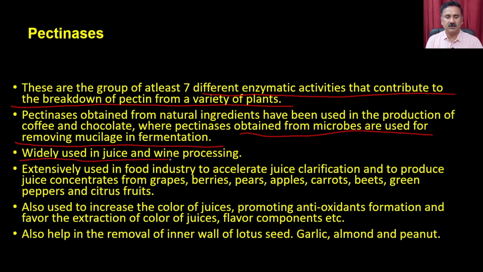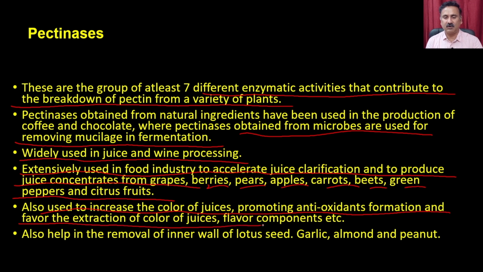It is widely used in the juice and wine industry, extensively used in the food industry to accelerate juice clarification and to produce juice concentrate from grape, berries, pears, apples, carrot, beets, green peppers and citrus fruits. It is also used to increase the color of juices, promoting antioxidant formation and the extraction of color and flavor components. It also helps in the removal of the inner wall of lotus seed, garlic, almonds and peanuts.